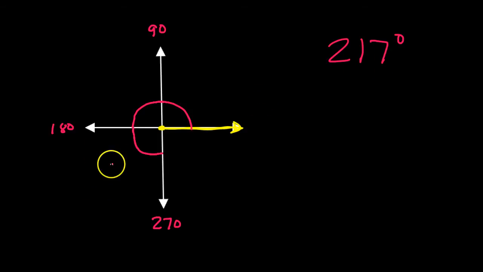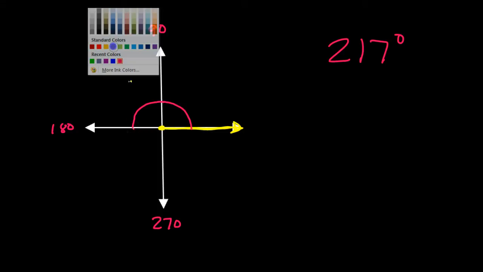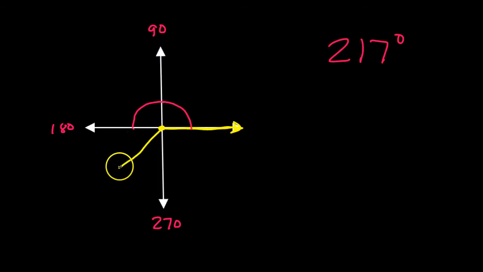What quadrant is this? Quick, what quadrant is this? That's the third quadrant. So we know it's going to be somewhere here in the third quadrant. Okay, so I'm just going to draw it here somewhere. So this will be my 217 degrees.